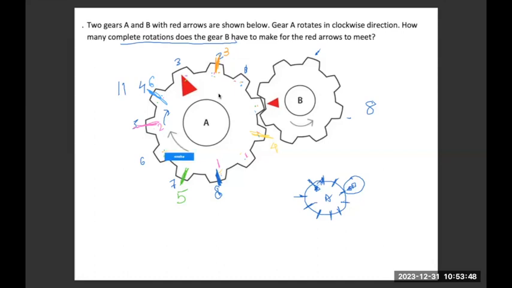One, 2, 3, 4, 5, 6, 7, 8. Seventh rotation will come here. One, 2, 3, 4, 5, 6, 7, 8. Eighth rotation will come. One, 2, 3, 4, 5, 6, 7, 8. Ninth rotation will come here.